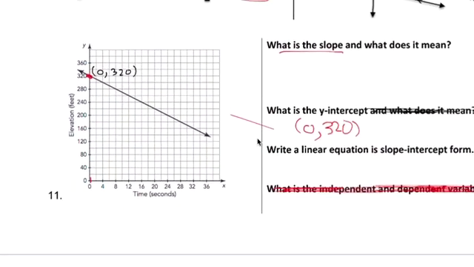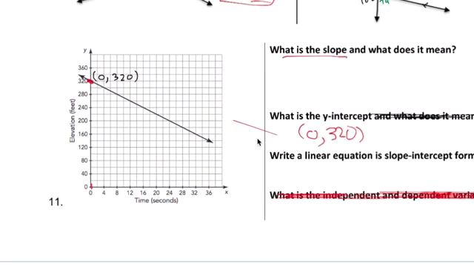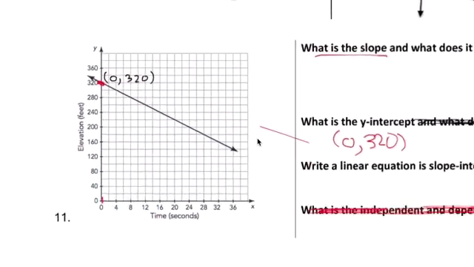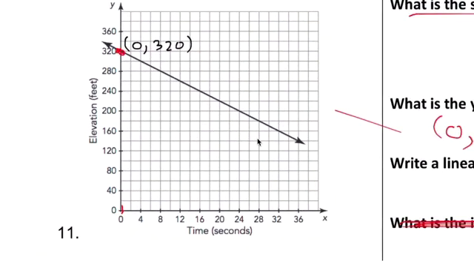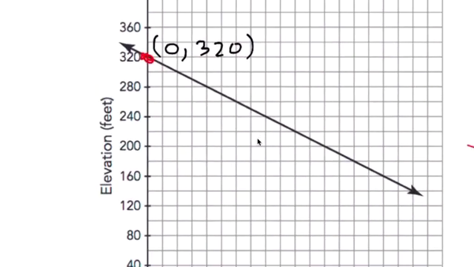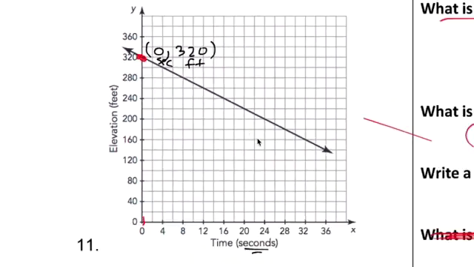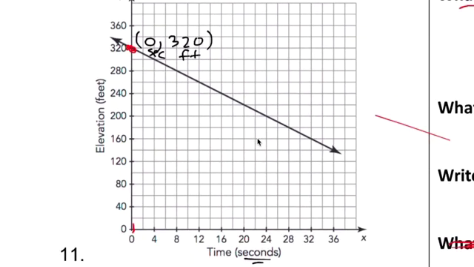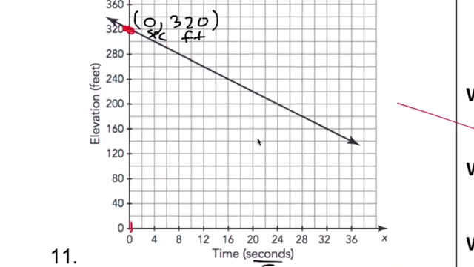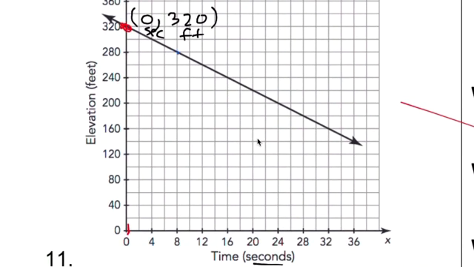Okay, because they want the meaning. They want the meaning, so 0 seconds, that's 0 seconds. This is 320 feet. And then we choose another dot. You can choose any dot you want. I'll choose 8. 8 seconds, 8 seconds with 280 feet.